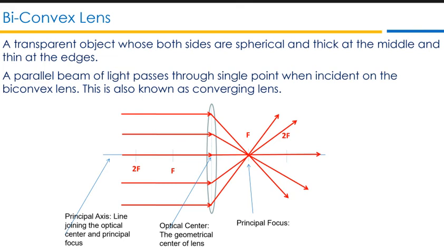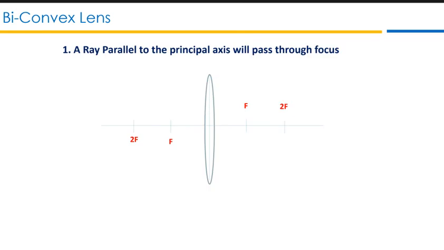The distance between the optical center and the principal focus is called the focal length, and that's very important. So we can define the focal length on both sides because it's transparent. So you can see here f is defined on both sides, and double of f is 2f. So keeping these things in mind, we need to construct the images from the biconvex lens, and we need to know how the different rays behave.